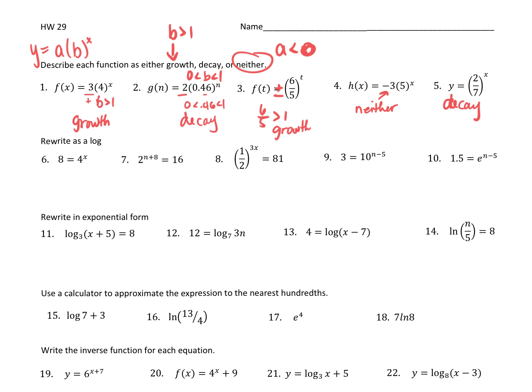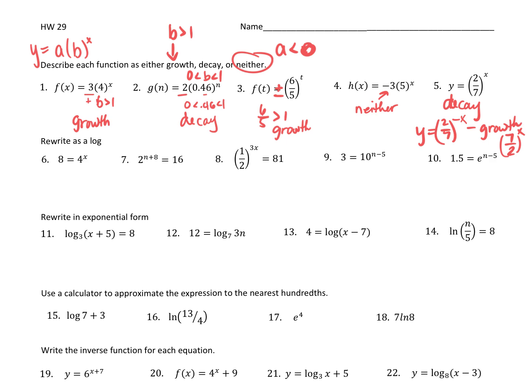2/7 is between 0 and 1, so this is decay. Now be on the lookout for problems that have a negative in the exponent, because that negative in the exponent switches it. So if I had y equals 2/7 to the negative x, that would be growth, because it flips it to 7/2 to the x when I apply that negative. So be on the lookout for that.